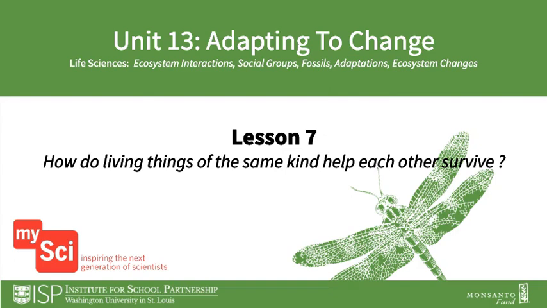In this lesson, students will answer the question, how do living things of the same kind help each other survive? They will figure out that some animals form social groups of the same species. These groups help individuals survive better than if they are alone. Different species form different kinds of groups, each with their own types of jobs.